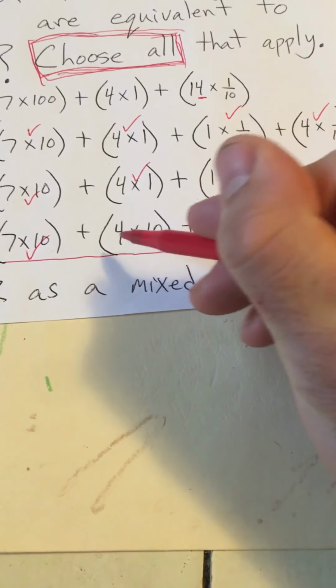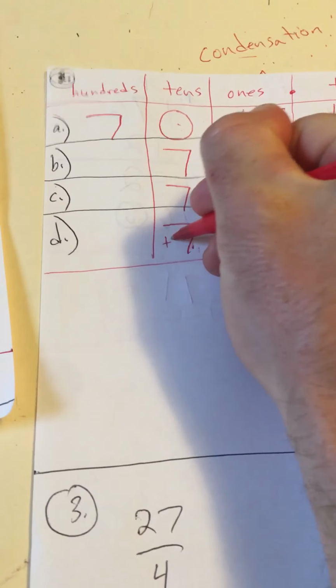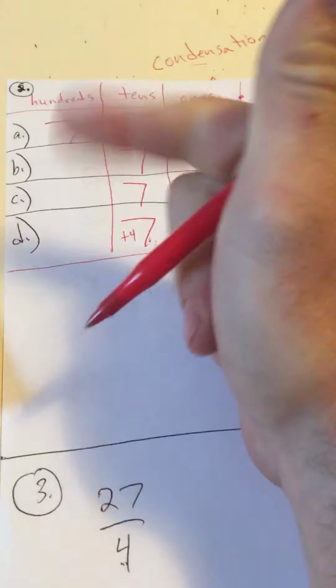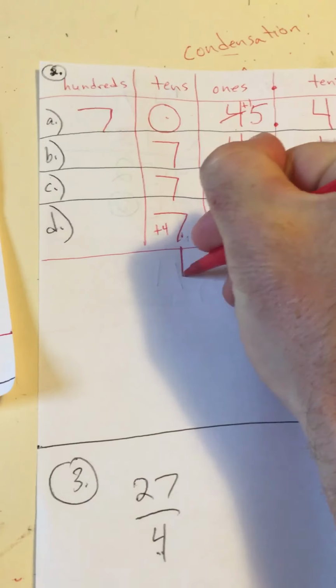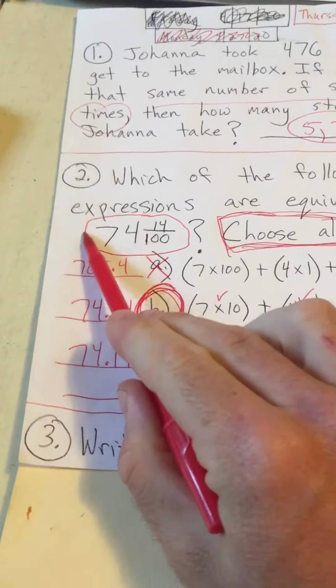4 times 10 would be a 4 in the tens place. So 7 plus 4 more tens would be 11 tens. 8, 9, 10, 11. So 11 tens is actually 110. So we know that since there's no hundreds here, and this is saying there's 100, this one's wrong. But I'm going to continue it to the end.